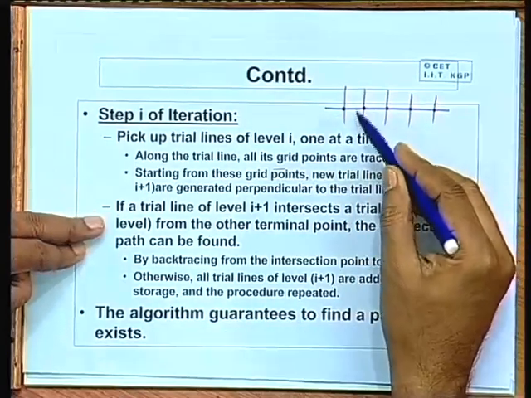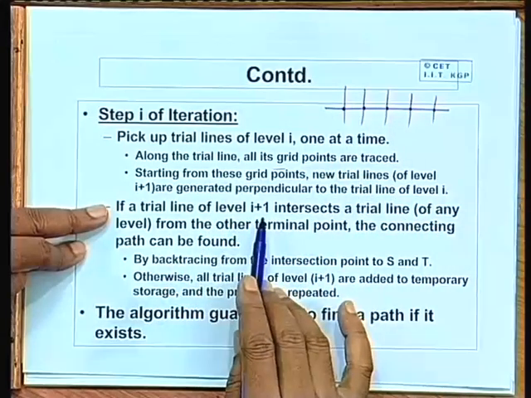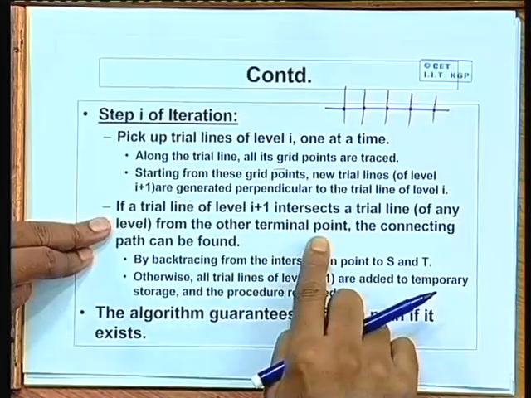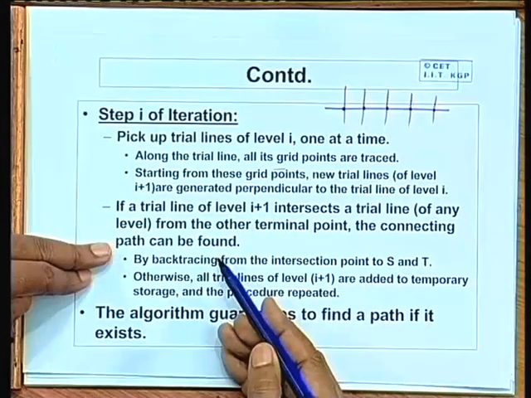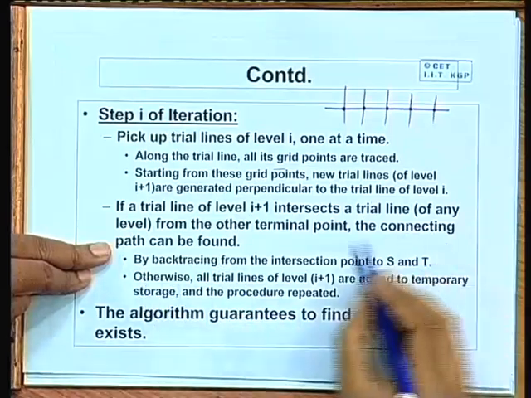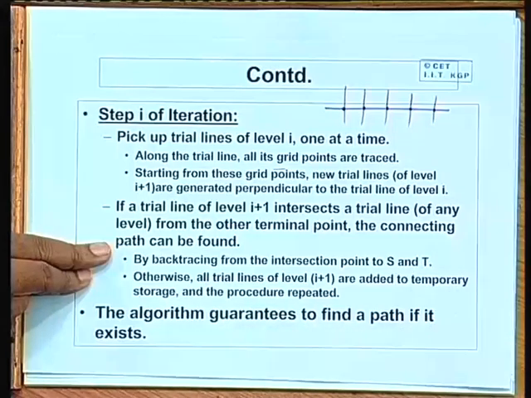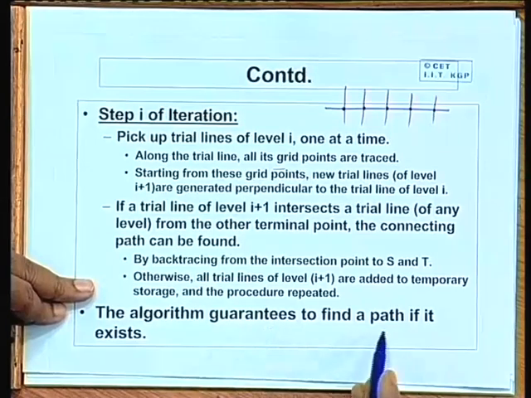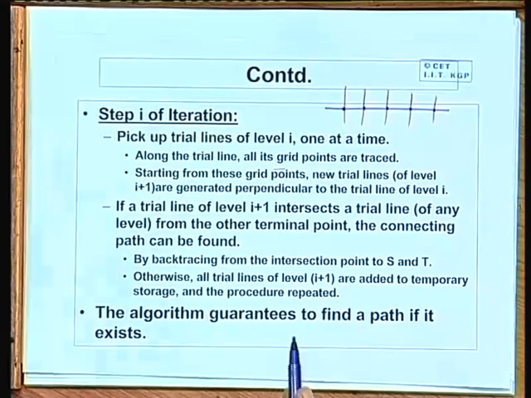Now you continue this process. If a trial line of some particular level i plus 1 intersects a trial line from the other terminal point, maybe at level i plus 1 or less, then we have found a path. So just by tracing back the intersections, we can find the path. Now this algorithm will guarantee to find a path if it exists, but not necessarily the minimum one, as I mentioned. So let us take an example and illustrate it so that it will be clear how it works.